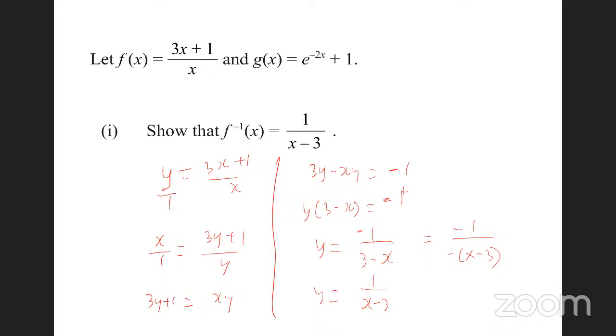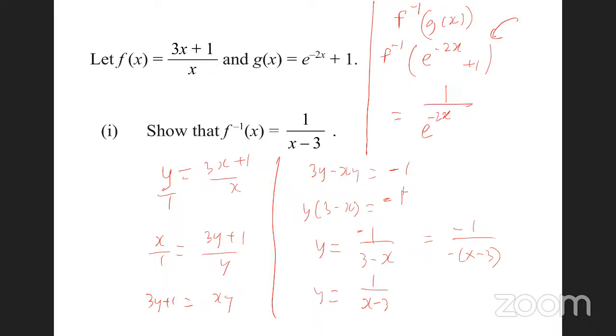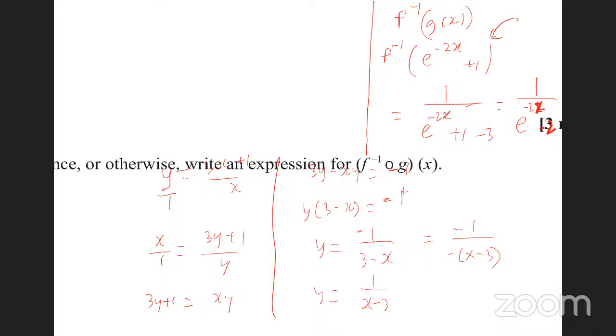That's okay. The next one is a composite function. Real easy. You want f inverse of g of x. The first thing you do is write what g of x is. G of x is e to the minus 2x plus 1. So all we're going to do is plug this into f inverse. That'll be 1 over e to the minus 2x plus 1 minus 3. So the answer is 1 over e to the minus 2x minus 2. If you want to complicate it, you could write 1 on e to the 2x something, but they ask for the simplest form.